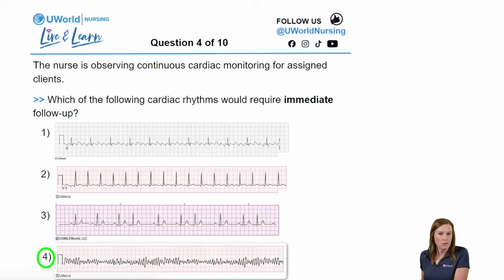And then again, option 4, V-Fib. So essentially that's our heart activity kind of unraveling. Our ventricles are quivering or fibrillating. So that is a life-threatening dysrhythmia, and we need to take immediate action for that one.